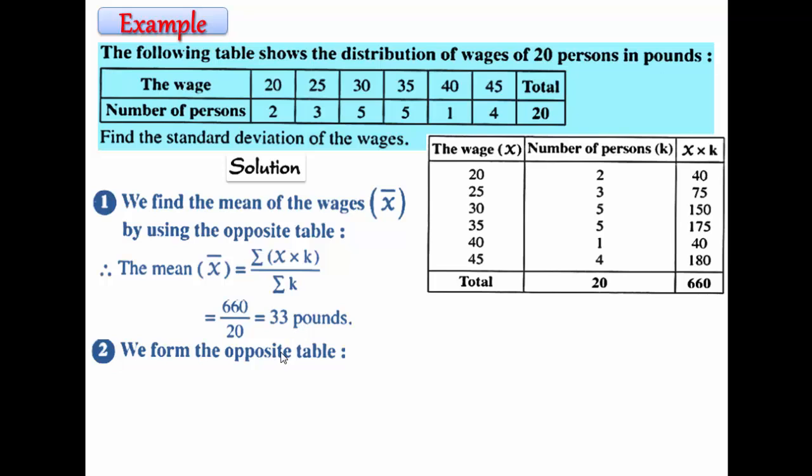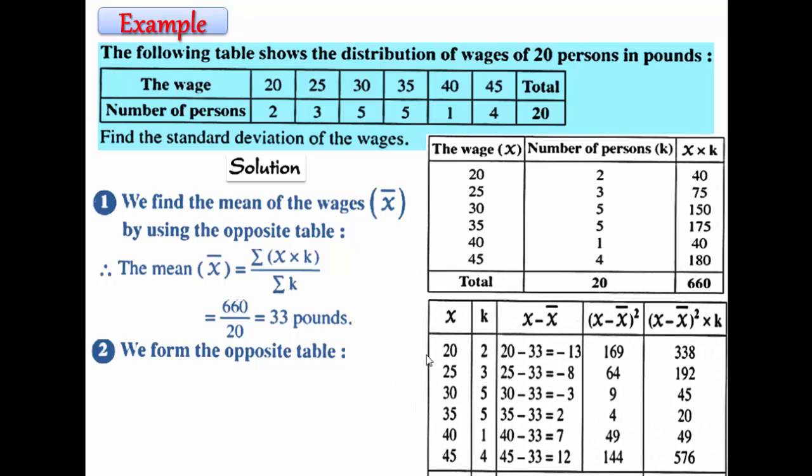The next step, or the second step, we form the opposite table as shown: x, k, x minus x bar all power 2, x minus x bar all power 2 multiply k. As shown here, all the numbers of x are put in the x column, and the numbers of k are put here in k, and then x minus x bar. We will add this column and also this.